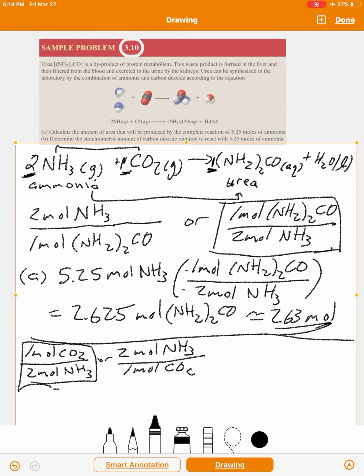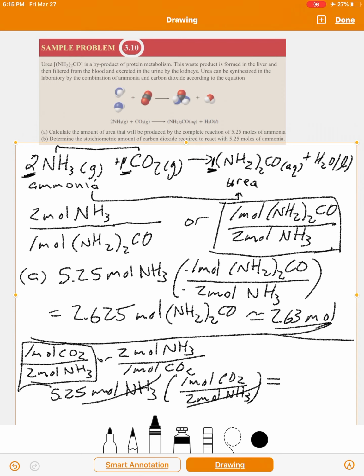So what you do is the same thing we did before. 5.25 moles of ammonia. That's how much of that reacts. And it's 1 mole of CO2 reacts every time 2 moles of ammonia. And you're going to get the same answer we got for part A. It's just we're talking about a different substance. That's how much CO2 reacts, whereas over here, this is how much urea produced.